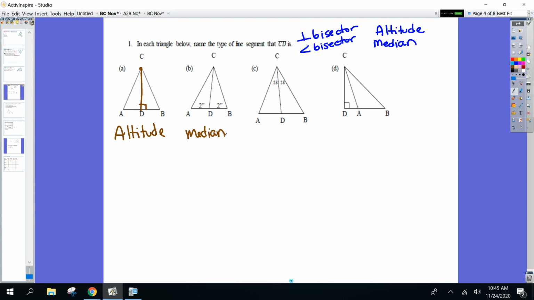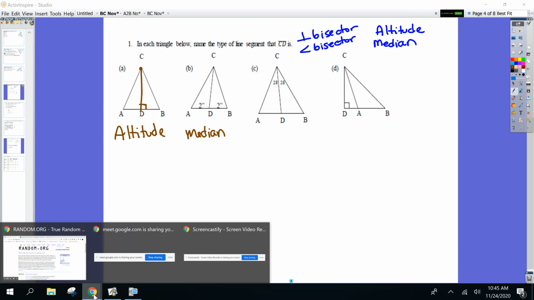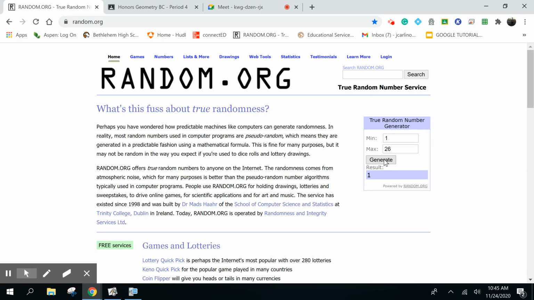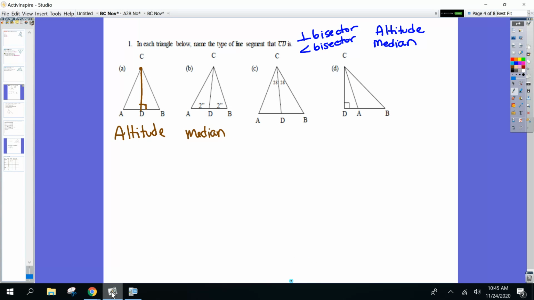All right, letter C. I give you 28 and 28. Good name for CD now. Vinny, give me a good name for CD. Angle bisector. Yep, that's it. Both angles are 28. Angle C must be getting bisected.